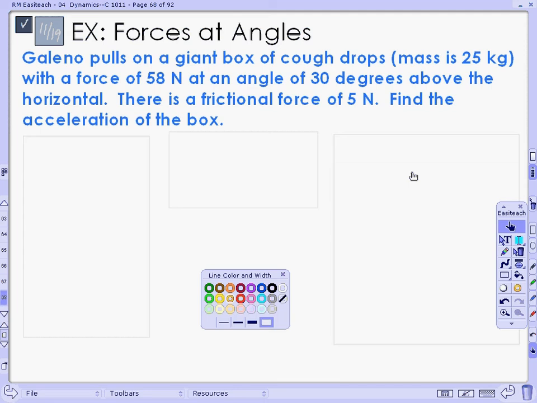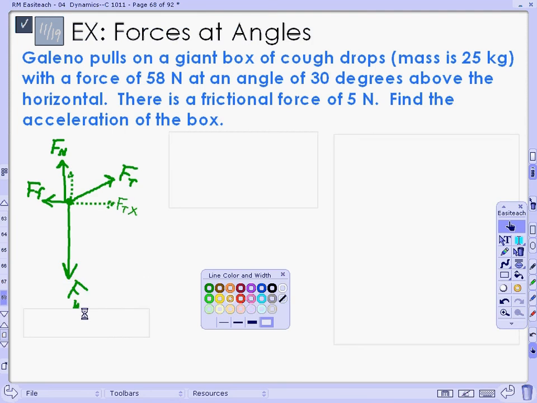And it's being pulled with a force that's at an angle. So obviously the first thing we want to do is draw a force diagram on this. This force diagram is the most challenging that you'll see, and I'll explain each force. First, there is a weight. The weight is down. The weight is always down.